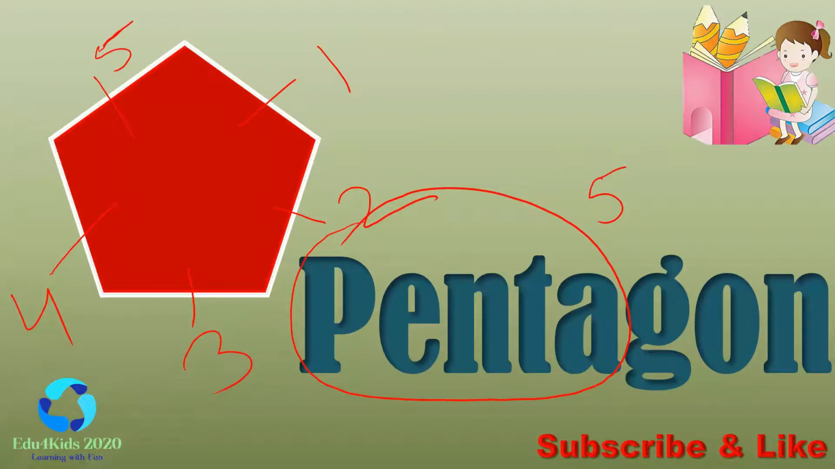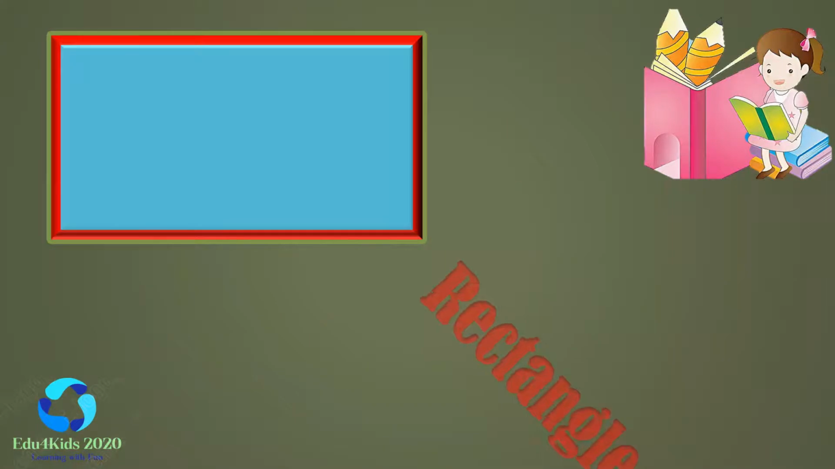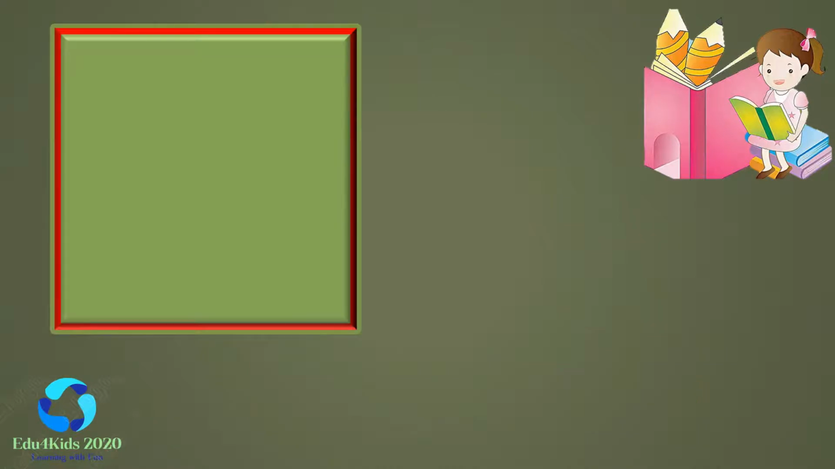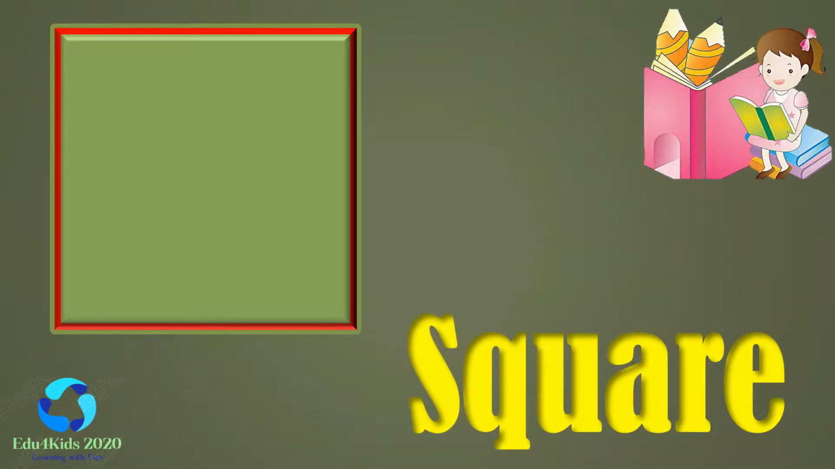Okay, let's move. This shape is called rectangle. In rectangle, opposite sides are equal. So this side and this side are equal to each other, and this one and this one are equal. So in rectangle, we can say that opposite sides are equal. Let's move to the next. This shape is called square. In square, all the sides are equal. So this one, and this one. All the sides are equal to each other. So let's move to the next shape.